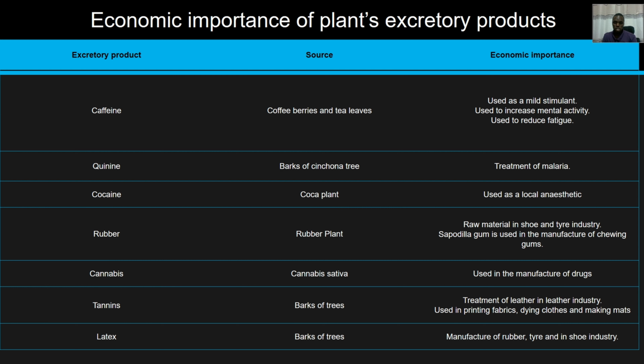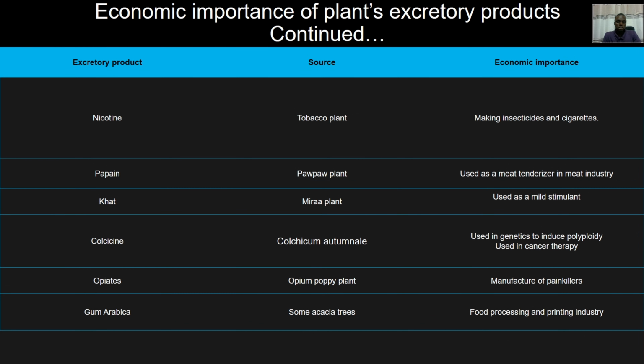We have tannins, which is obtained from barks of trees and is used in the treatment of leather in leather industry, and also is used in printing fabrics, dyeing clothes, and making mats. We have latex, which is found in barks of trees, and is used in the manufacture of rubber, tire, and in shoe industry. So you have nicotine, which is obtained in tobacco and is used in the manufacture of insecticides and cigarettes. We have papain, which is an enzyme found in pawpaw plant and this is a meat tenderizer in meat industry.